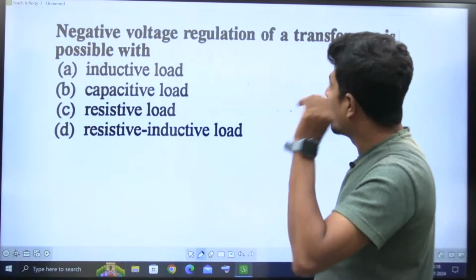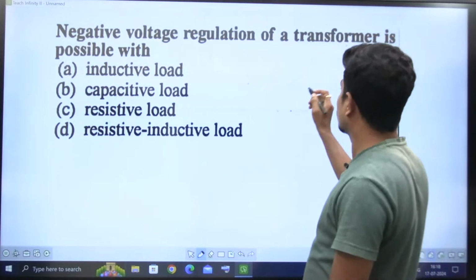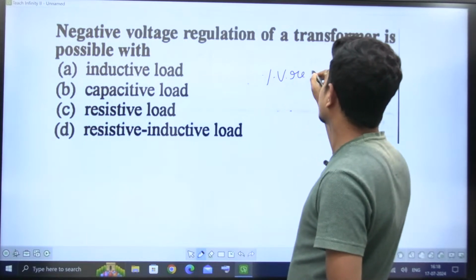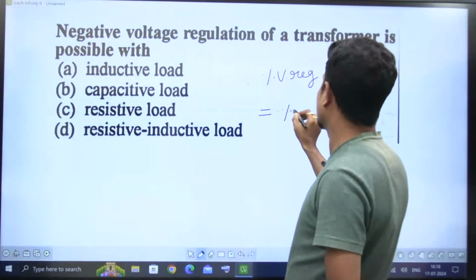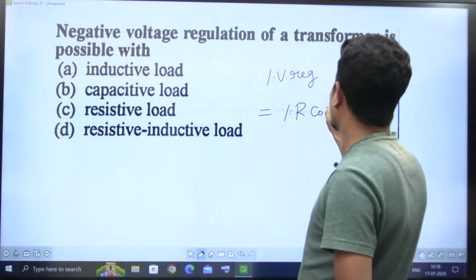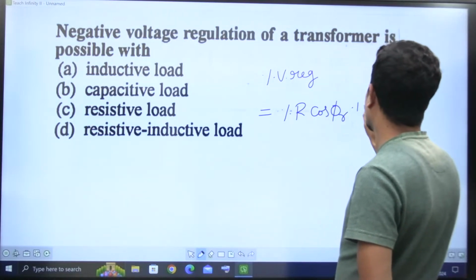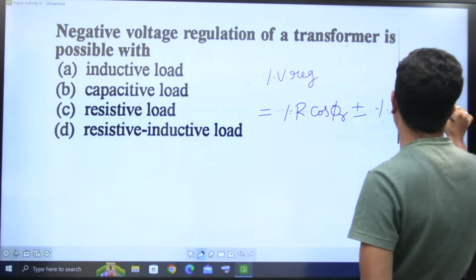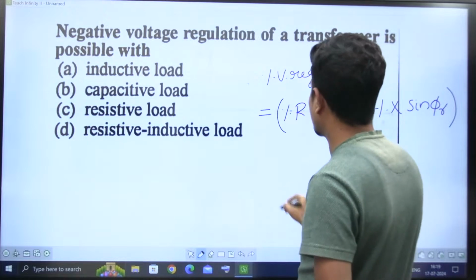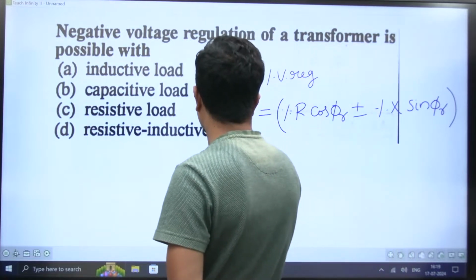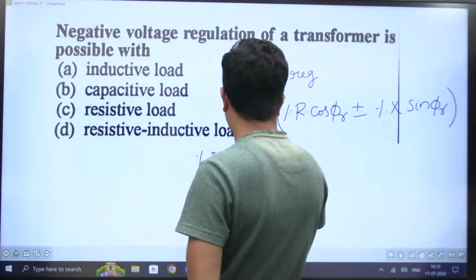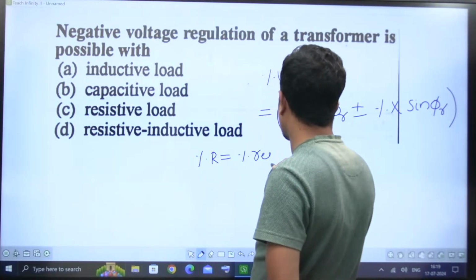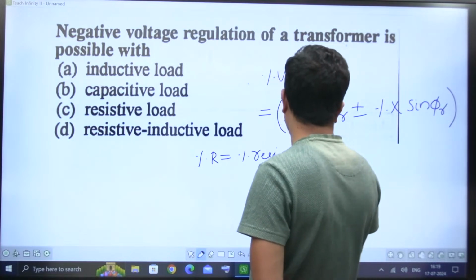Negative voltage regulation of a transformer. First of all, what is the voltage regulation of a transformer? Percentage voltage regulation is equal to percentage R into cos phi R plus or minus percentage X into sin phi R. Okay. Please do remember this formula. What is percentage R? Percentage R is the percentage resistance of the transformer.